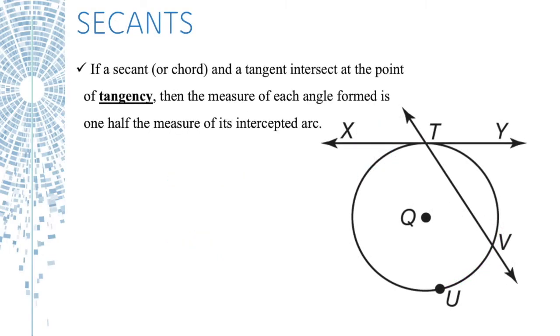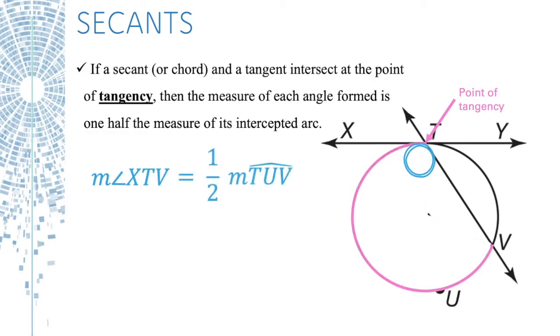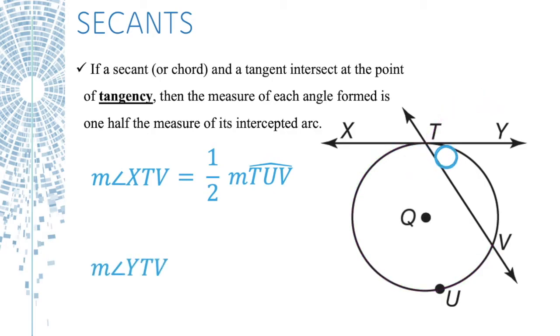All right, now if a secant, or chord, and a tangent intersect at the point of tangency, that's just on the circle, then the measure of each angle formed is 1/2 the measure of its intercepted arc. So here's the point of tangency, and the measure of XTV here is just 1/2 the measure of its intercepted arc, the arc of TUV. The measure of angle YTV is 1/2 of its intercepted arc, TV.